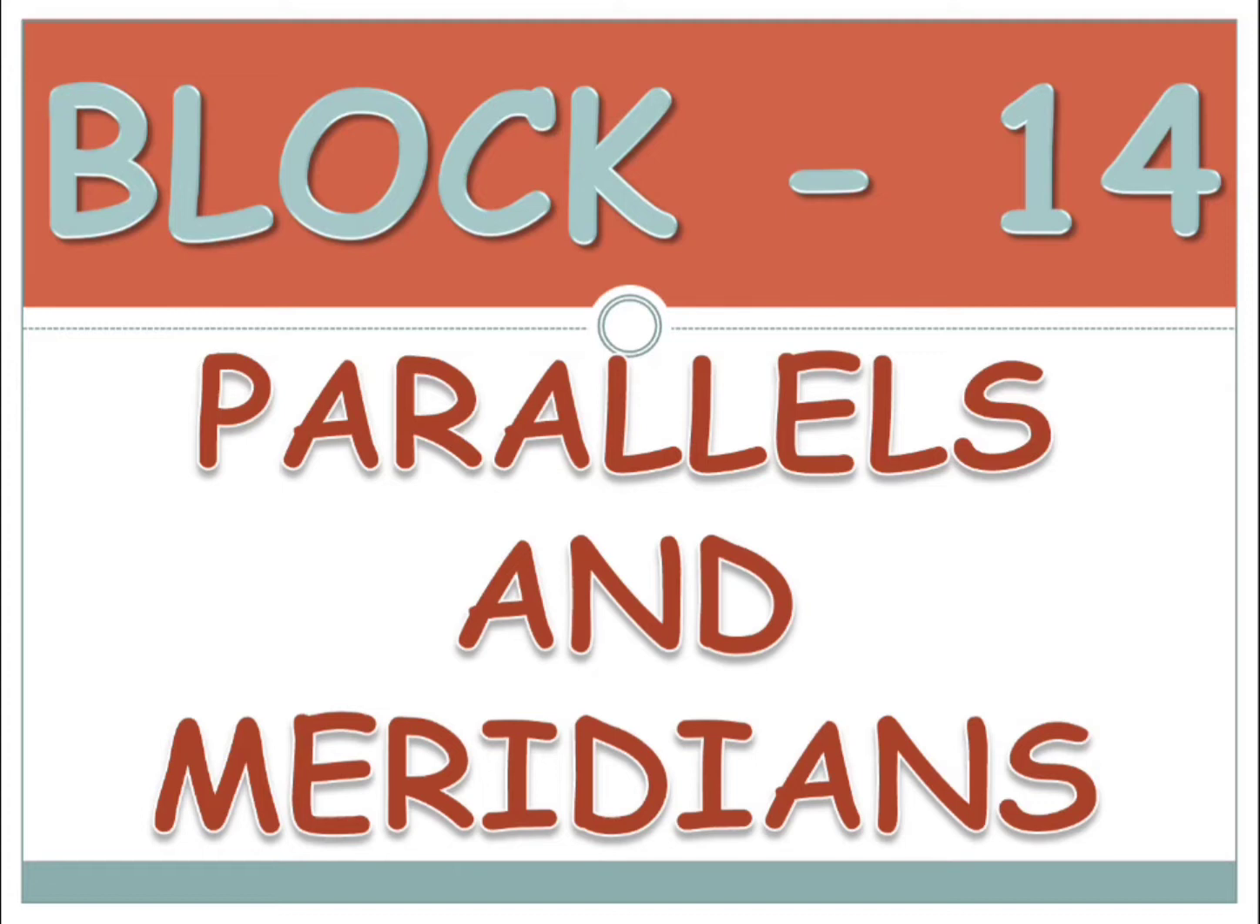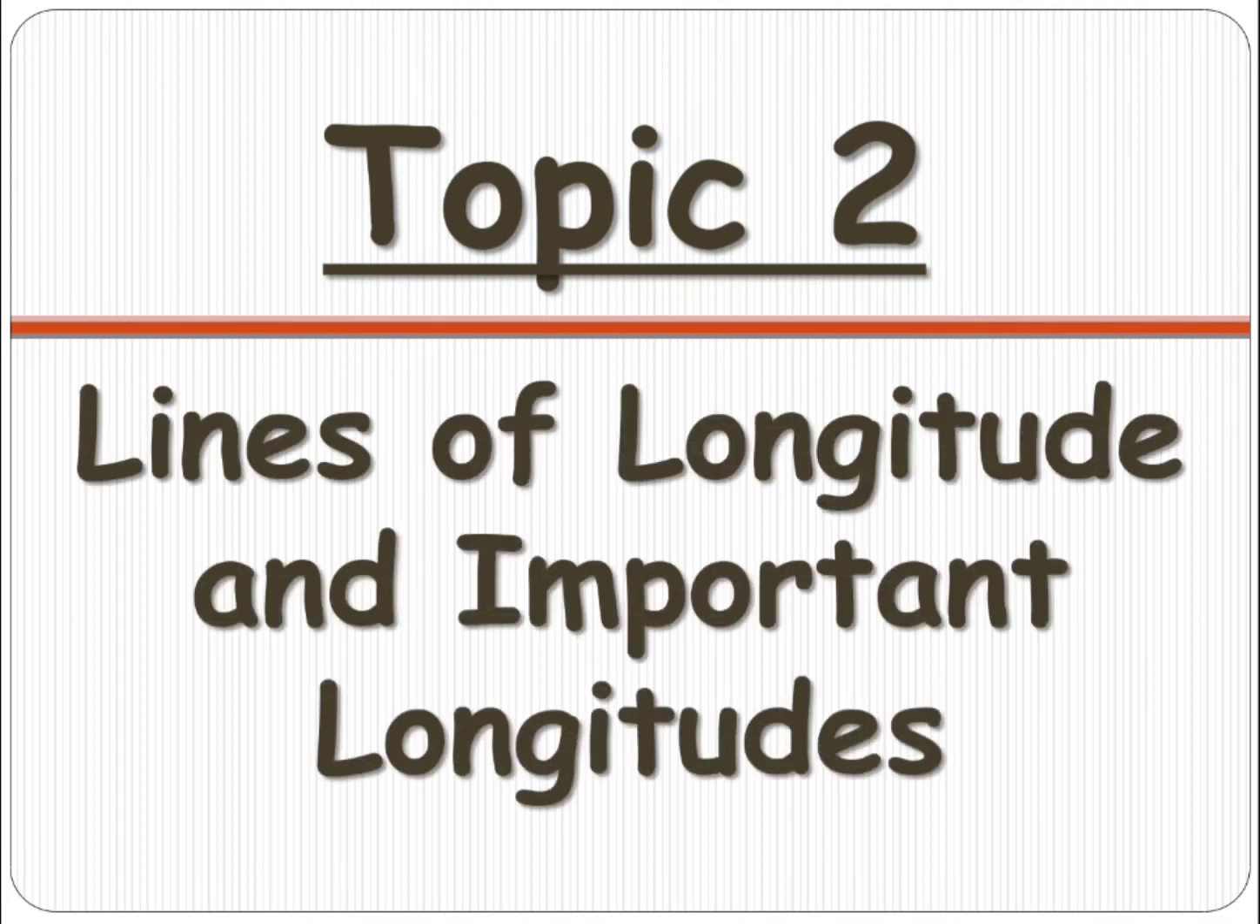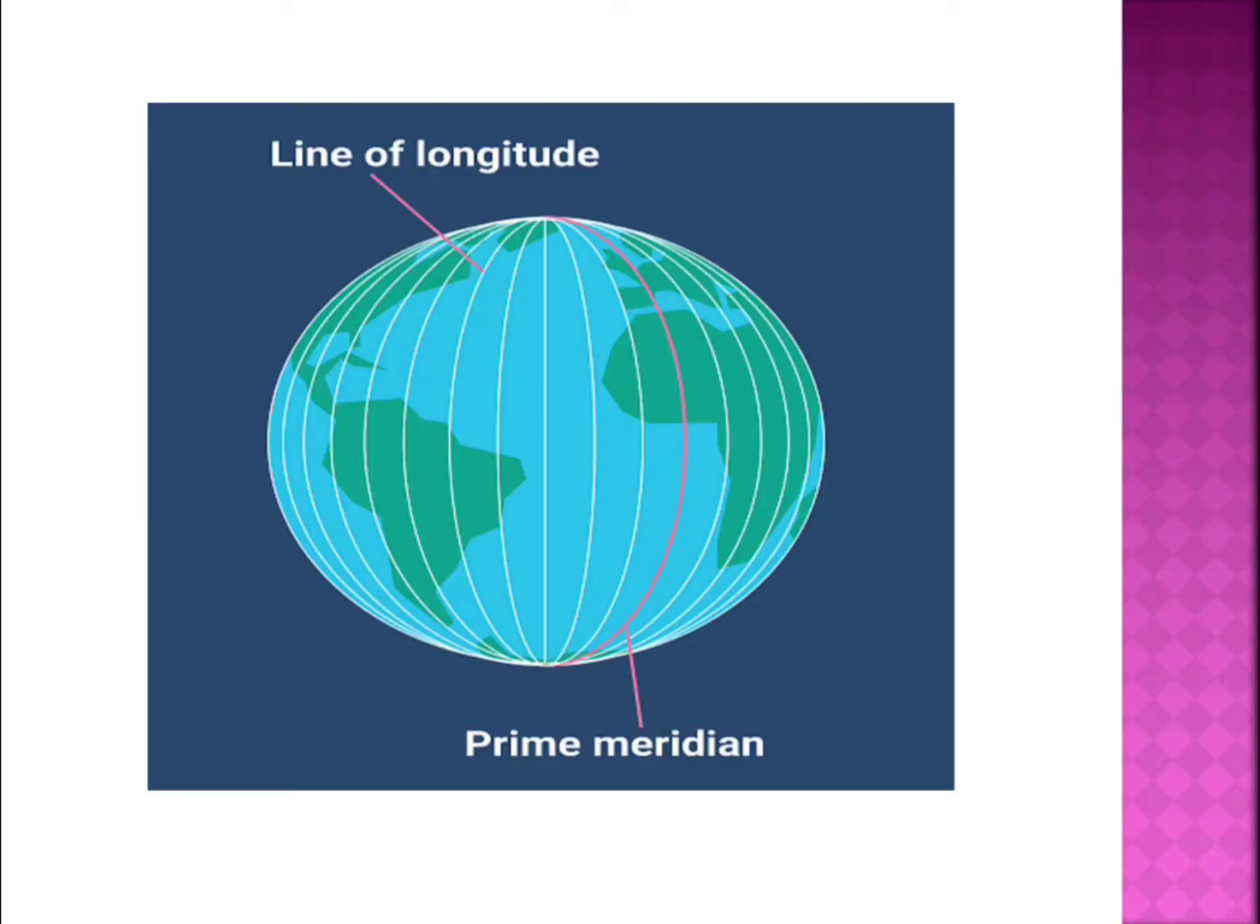So today we are going to learn about meridians, which is our second topic: lines of longitudes and important longitudes. If you see, children, latitudes were horizontal lines, isn't it? Longitudes are vertical lines. They are imaginary vertical lines that run from north to south. When we compare with latitude, latitude is from east to west. Now longitude is from north to south.